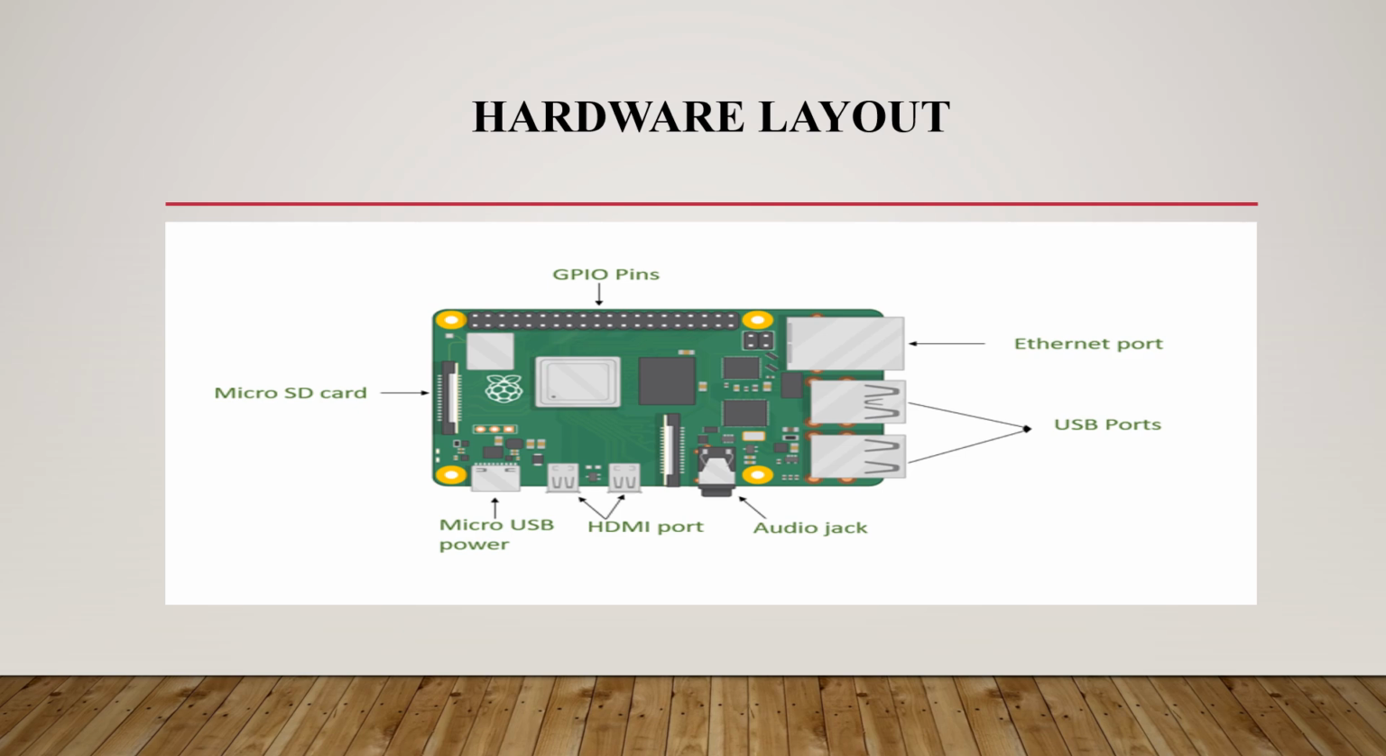This picture shows the hardware layout of Raspberry Pi, where it consists of a micro SD card, GPIO pins, that is general purpose input output pins. It also has an HDMI port, audio jack, micro USB power, Ethernet port, and two USB ports which are connected external to the board.